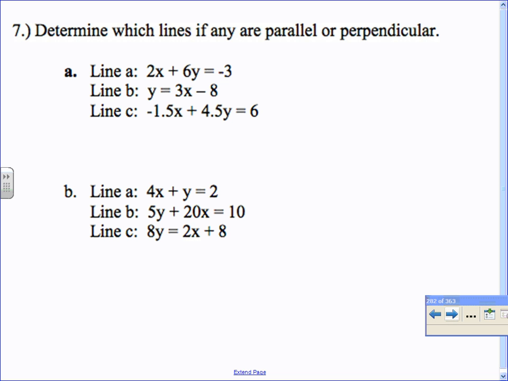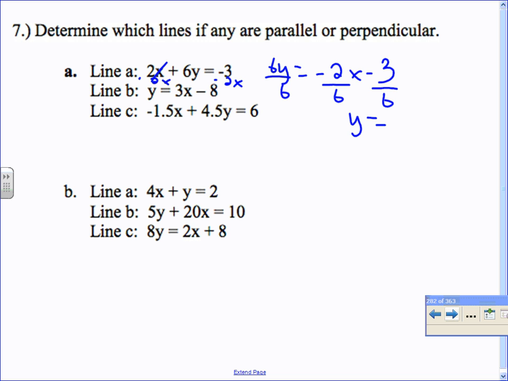So notice, what are we doing? Good. Put in y equals form. So let's do that for A. Minus 2x on both sides. You get 6y equals negative 2x minus 3. Is this in y equals form? Nope. Divide by 6. So what is line A in y equals form?